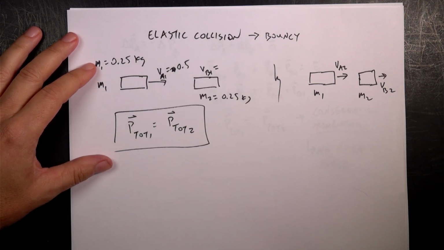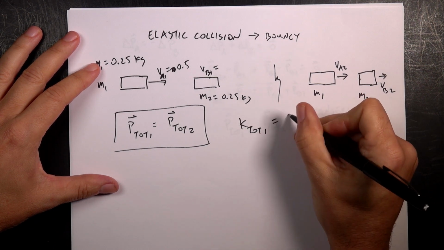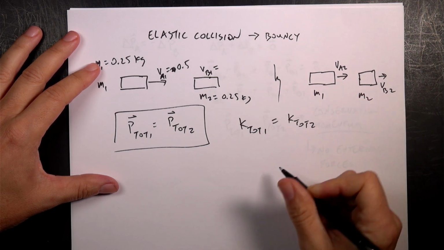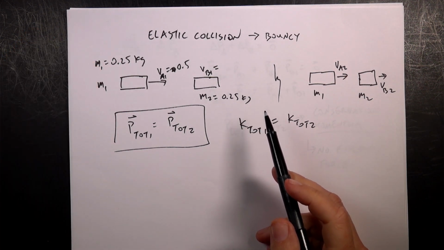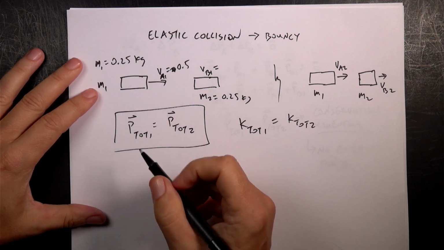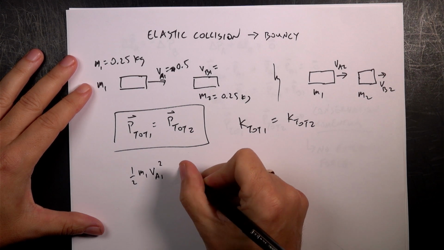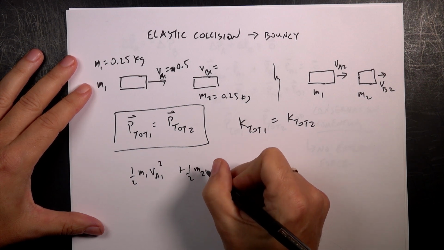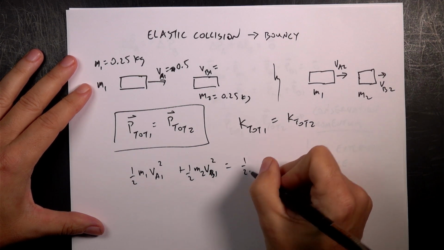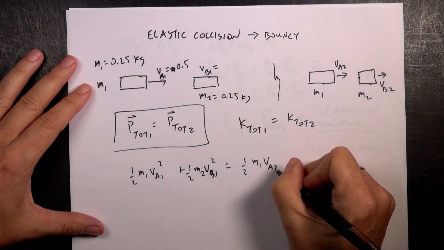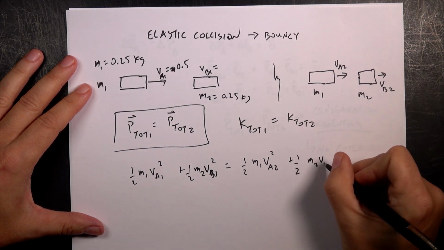But an elastic collision says something else: K total 1 equals K total 2. So the kinetic energy before and after the collision is also the same. So if I come up here and say 1/2 M1 VA1 squared plus 1/2 M2 VB1 squared, that would be equal to 1/2 M1 VA2 squared plus 1/2 M2 VB2 squared.